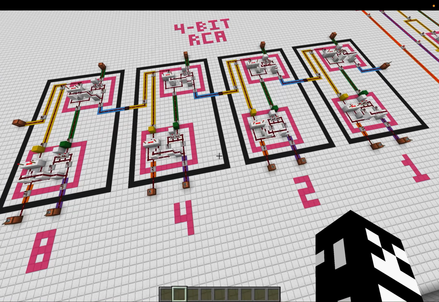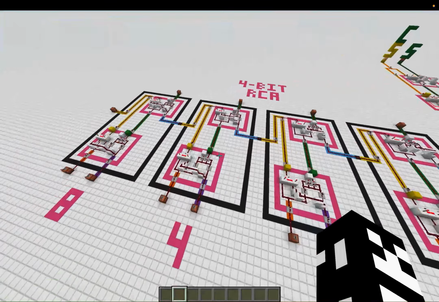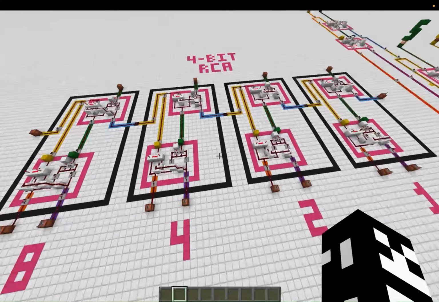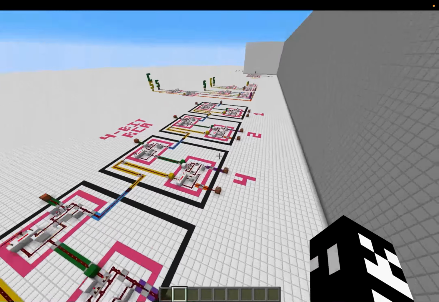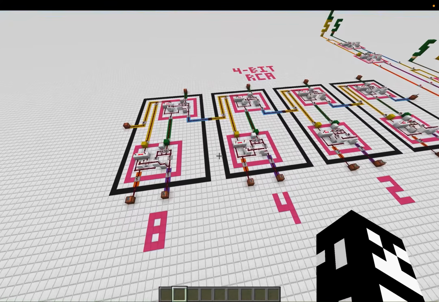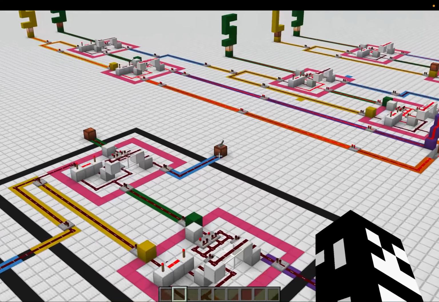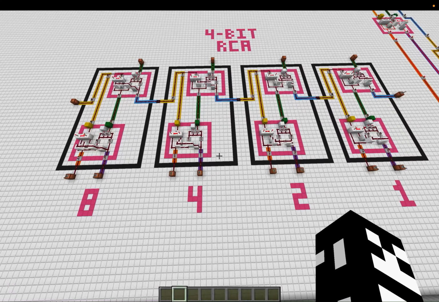Let's add one last number. You can try it by yourself, download this map, and add as many numbers as you want. But keep in mind the maximum number that we support is 15 here. So we support 15 plus 15 plus a carry in. I will do 5 plus 7.